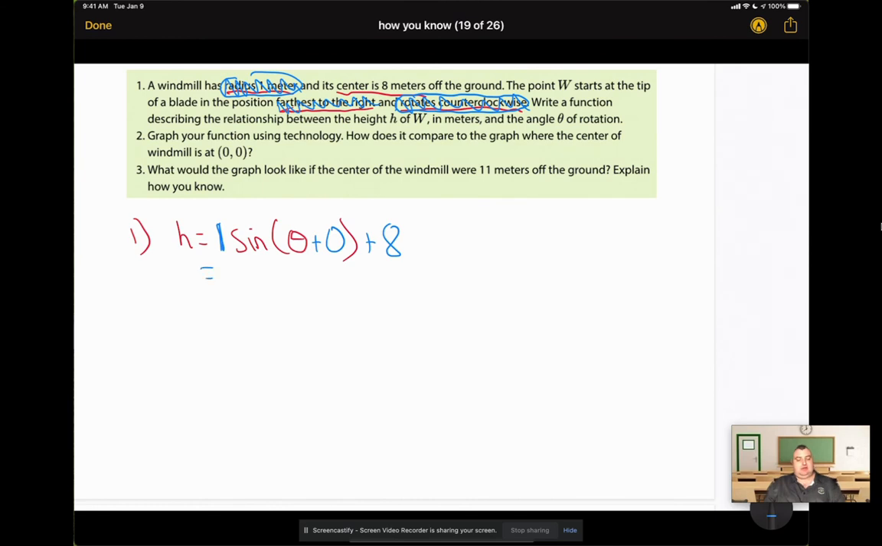So if I rewrite that, just like before, I don't need to write the 1 times because 1 times anything is itself. So it's going to be sine of theta, and I don't have to write the plus 0 because adding 0 doesn't change anything. So it's going to be sine of theta plus 8. Okay? That's going to be the function for number 1.